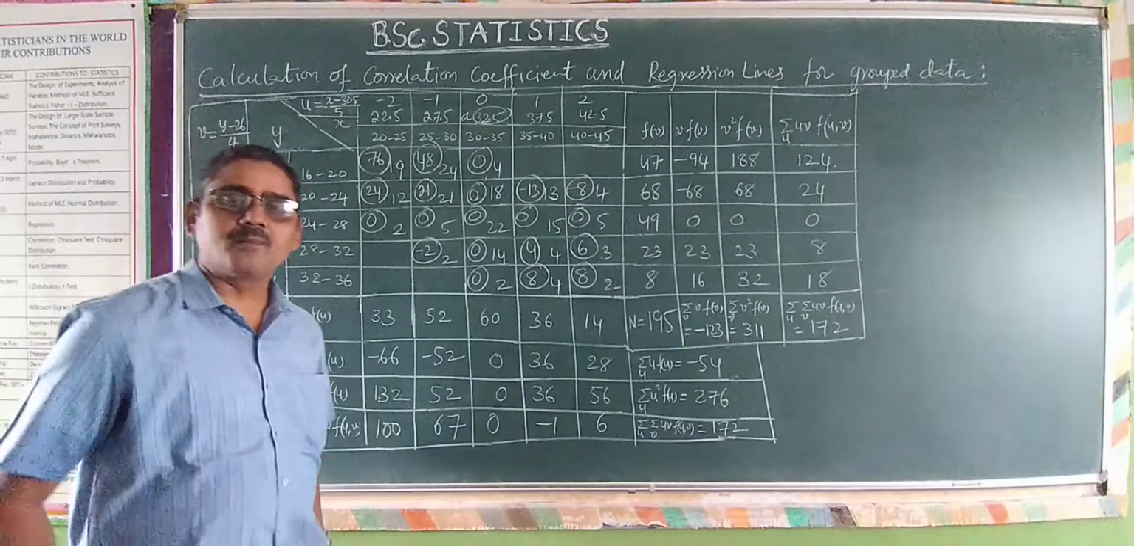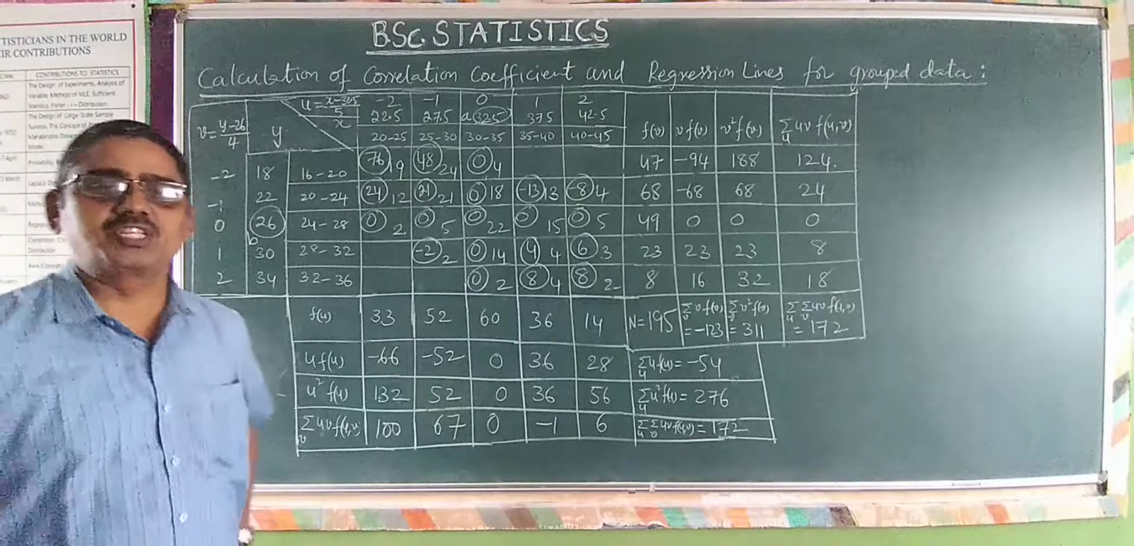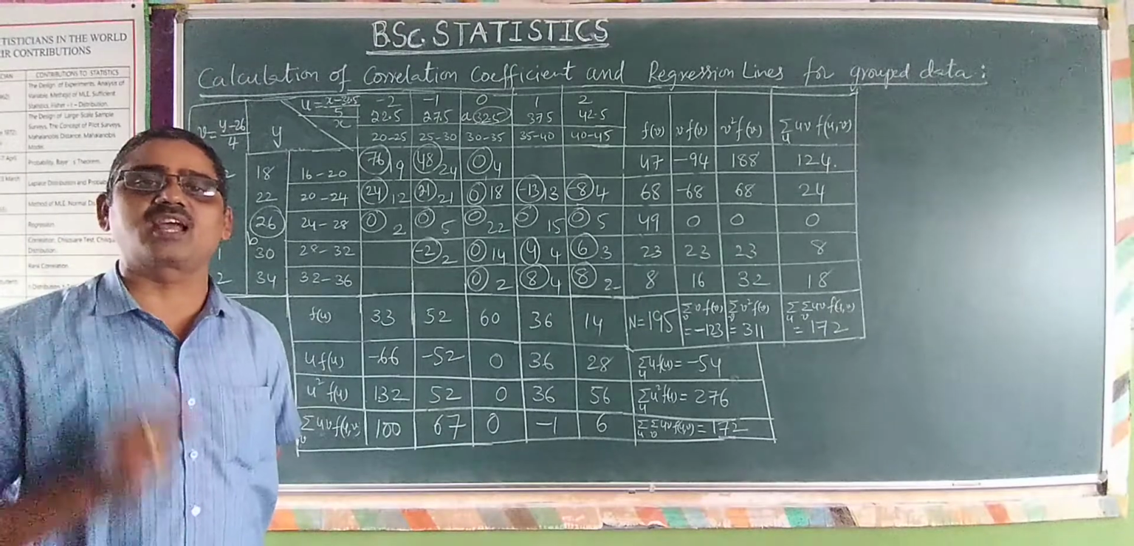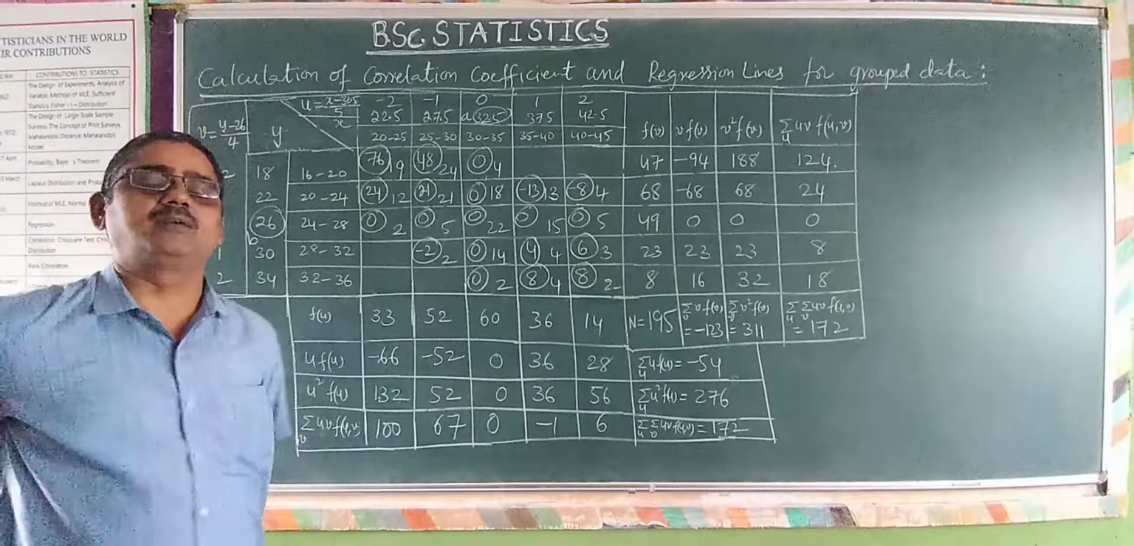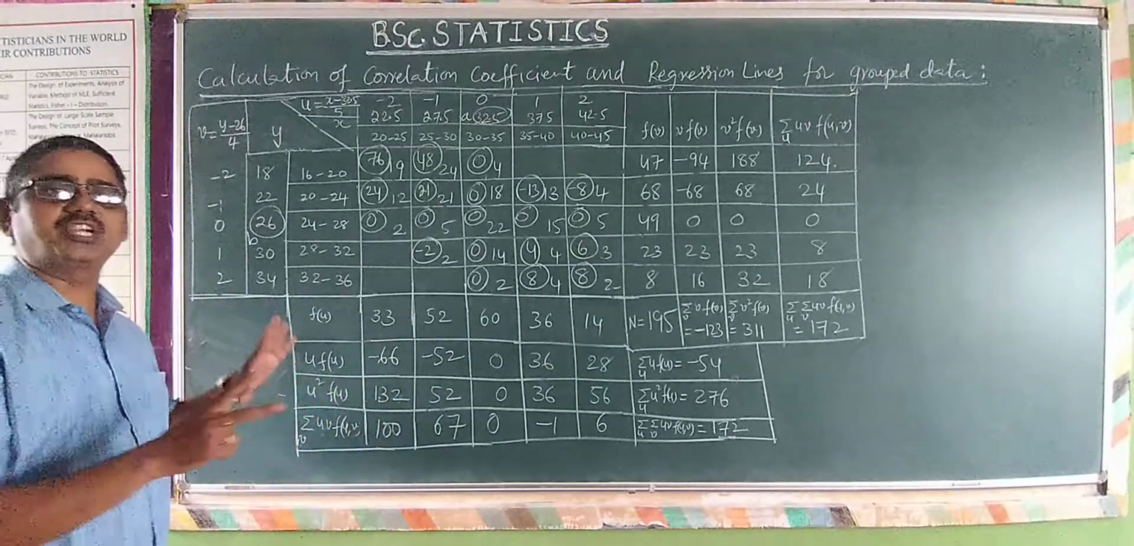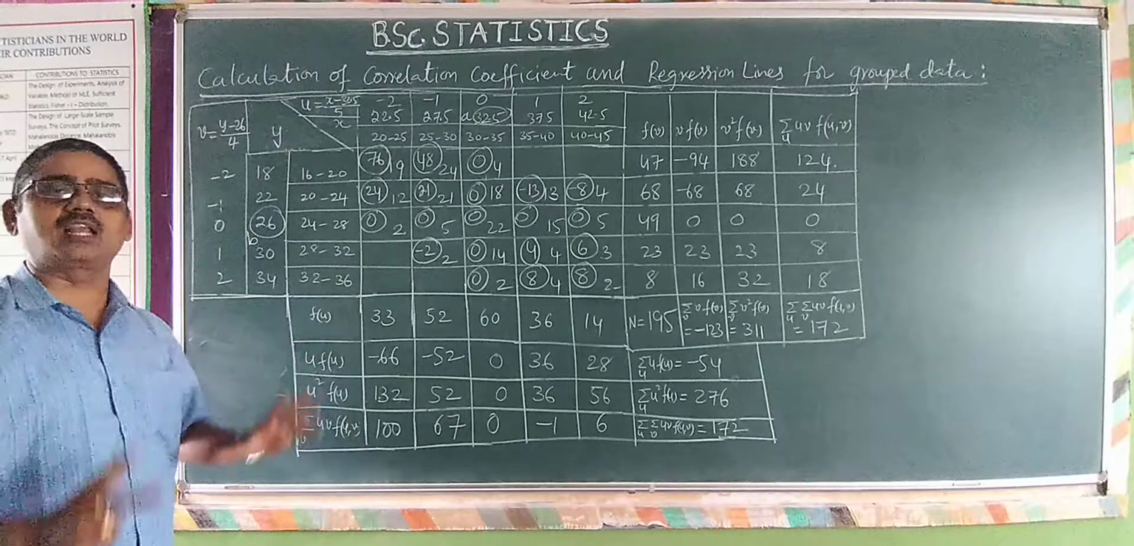Welcome back again. This is part 2 of calculating the correlation coefficient and regression lines for grouped data. At the end of part 1, we finished all the calculations in the table.